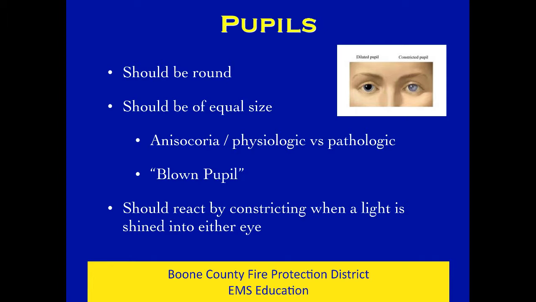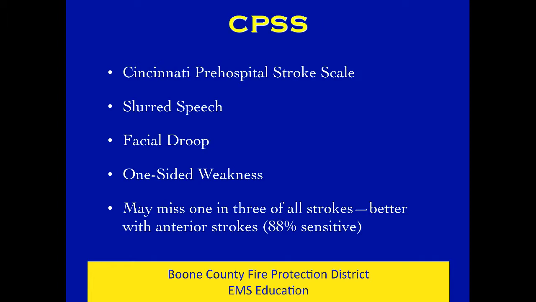How do you check pupils? Well, it's not like they do on TV. So we need to know that when you shine a light in the right eye, it constricts. When you shine a light in the right eye, the left pupil constricts as well, and vice versa. And so that's part of the pupil check in our neuro assessment.